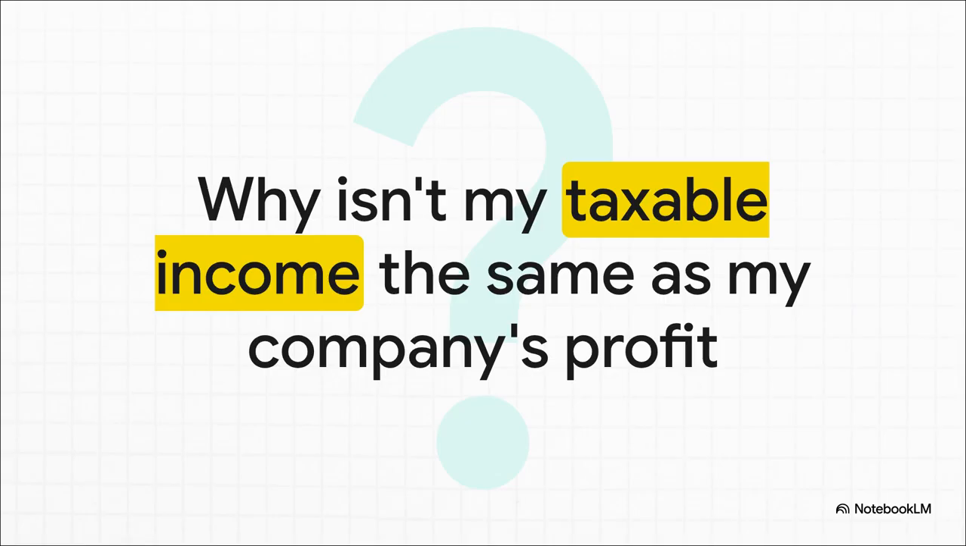So, let's kick things off with a question that trips up a lot of business owners. You look at your financial statements, you see a nice, healthy profit, but then your accountant tells you your taxable profit is a totally different number, and yeah, it's usually higher. So what in the world is going on?